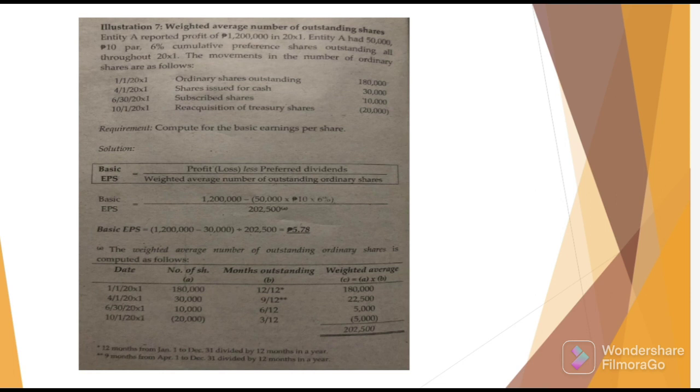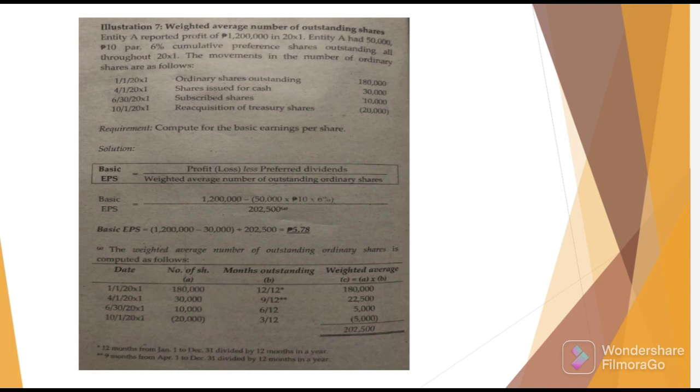Ngayon, para makuha yung weighted average nila, ipapag-plus natin lahat yung nakuha natin. So, we have 180,000 plus 22,500 plus 5,000 minus 5,000 is equals to 202,500. Ayun yung weighted average ng number of outstanding ordinary shares.